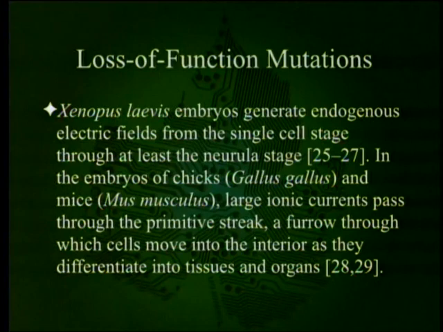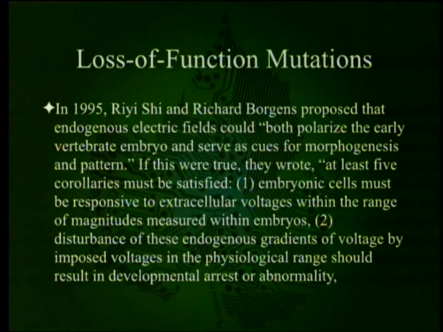Xenopus embryos generate endogenous electric fields from the single cell stage through at least the neurula stage. In the embryos of chicks and mice, large ionic currents pass through the primitive streak, a furrow through which cells move into the interior as they differentiate into tissues and organs. In 1995, Rui Shi and Richard Borgens proposed that endogenous electric fields could both polarize the early vertebrate embryo and serve as cues for morphogenesis and pattern. If this were true, they wrote, at least five corollaries must be satisfied.